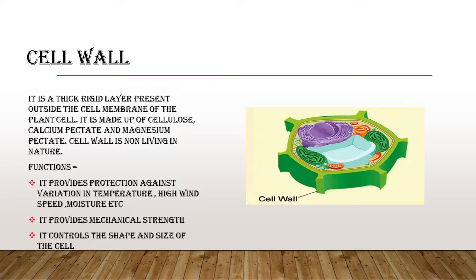The functions of the cell wall are a very important topic. What are the different functions of the cell wall? It provides protection against variation in temperature, high wind speed, moisture, etc. It provides mechanical strength, and it controls the shape and size of the cell. So these are the functions of the cell wall.